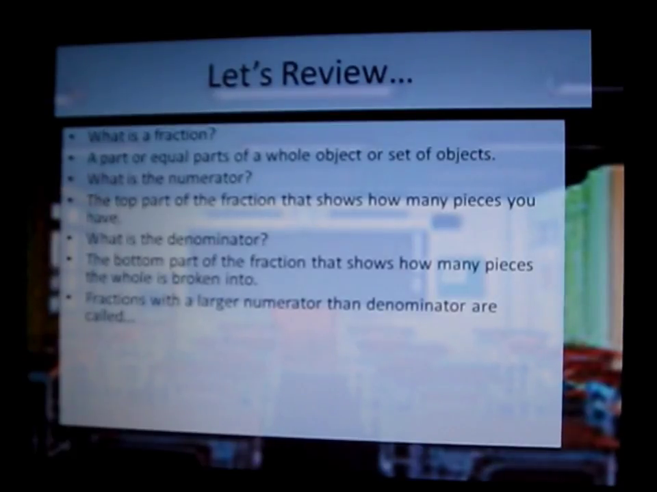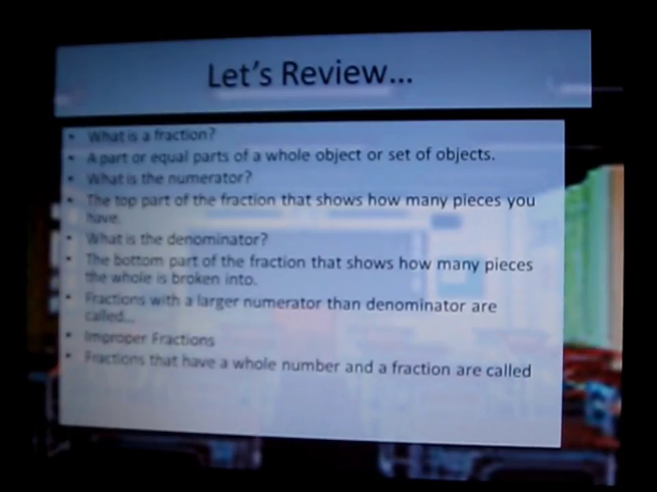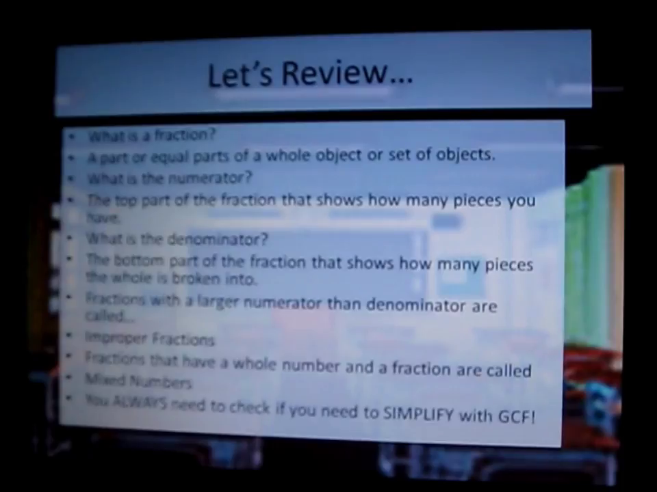Fractions with a larger numerator than a denominator are called improper fractions. Fractions that have a whole number and a fraction are called mixed numbers. And you always need to check if you need to simplify with the GCF, or greatest common factor.